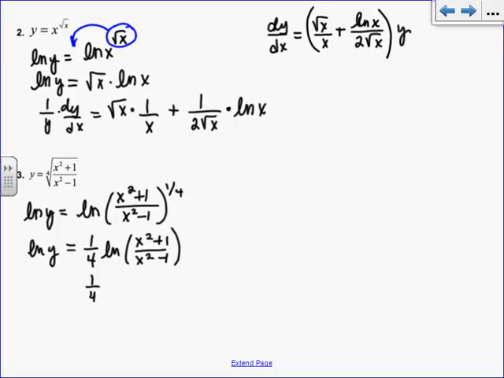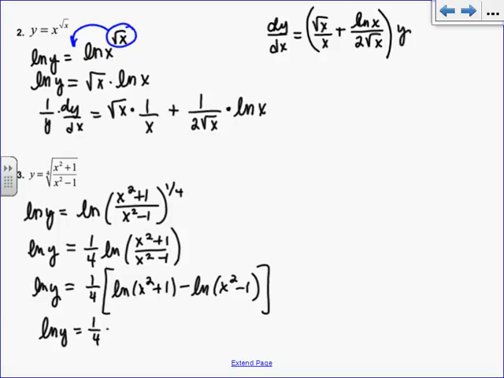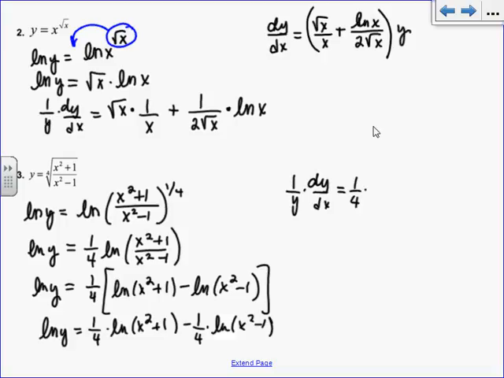So I'm going to have 1/4, and then I'm going to have natural log of x squared plus 1 minus the natural log of x squared minus 1. So that 1/4 goes to both of them. So I'm going to have natural log of y equals 1/4 times the natural log of x squared plus 1 minus 1/4 times the natural log of x squared minus 1. Okay, now I'm ready to take the derivative. So we get 1 over y dy over dx equals 1/4 1 over x squared plus 1 times 2x minus 1/4 1 over x squared minus 1 times 2x.